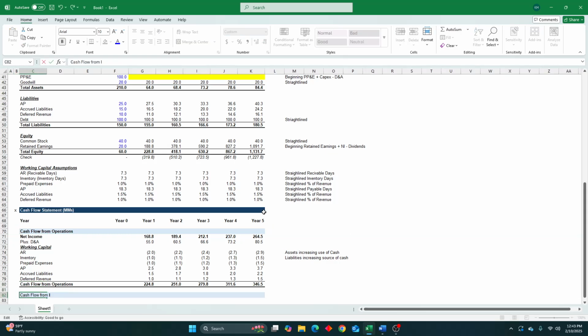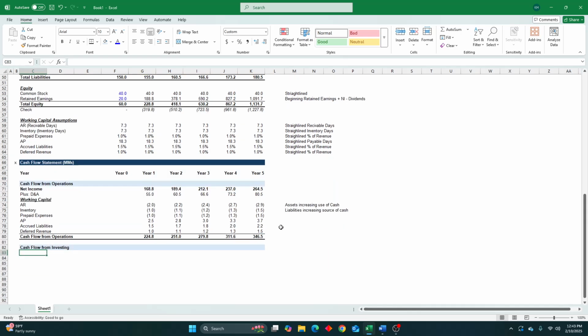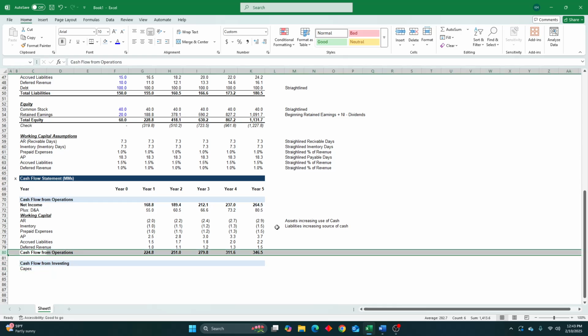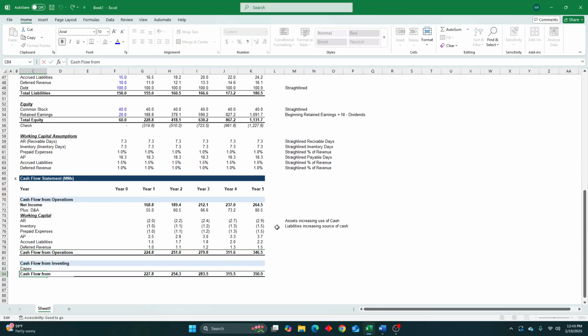Now we'll move on to our cash flow from investing. You can have a couple of different line items here, especially if you have the purchase or sale of securities. But in this really basic model we're building out, our only line item is going to be capital expenditures, or we'll just call it CapEx. I think that's what we called it up above. And so our CapEx is just going to be a percentage of revenue.